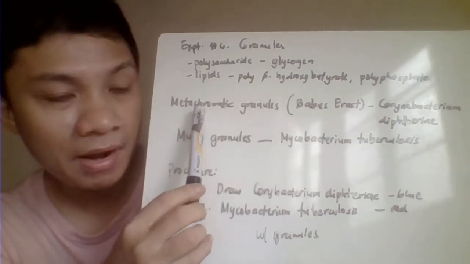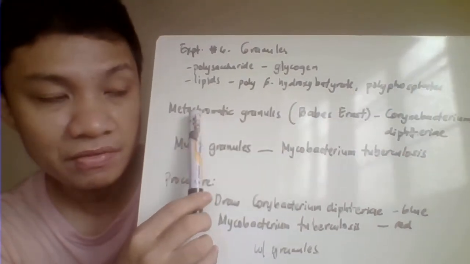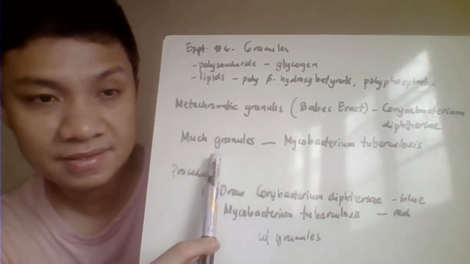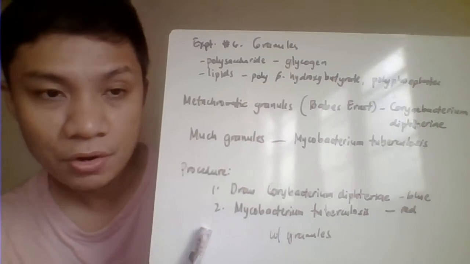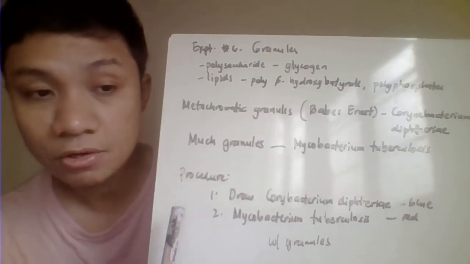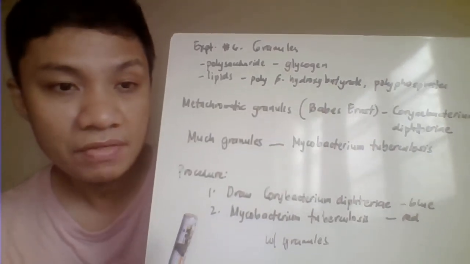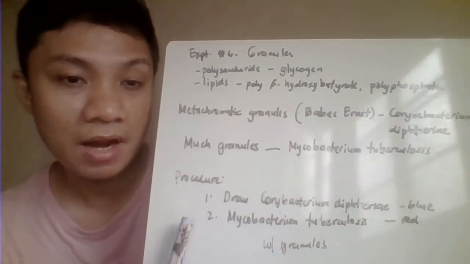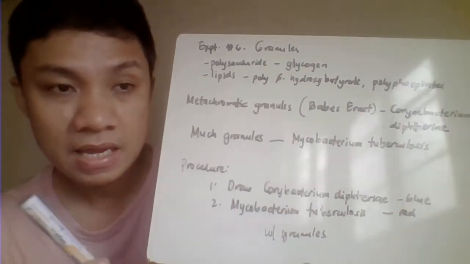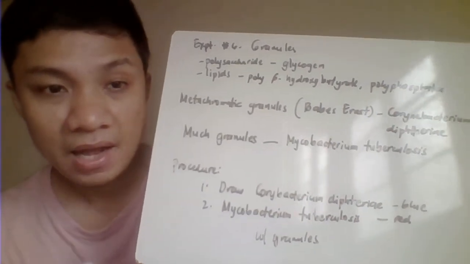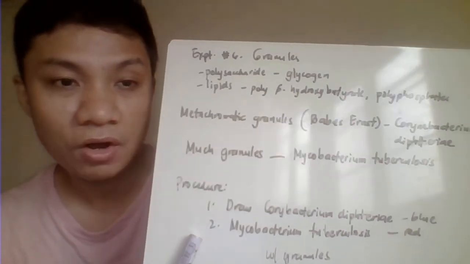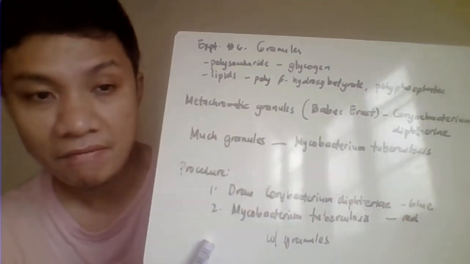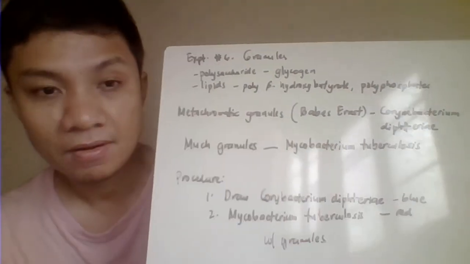Corynebacterium diphtheriae is gram-positive. Mycobacterium is an acid-fast bacillus, so it will be colored red. For this activity, just draw Corynebacterium diphtheriae showing the metachromatic granules, and it should be drawn in blue. And draw Mycobacterium tuberculosis in red because this one is an acid-fast bacillus. Okay, so thank you.